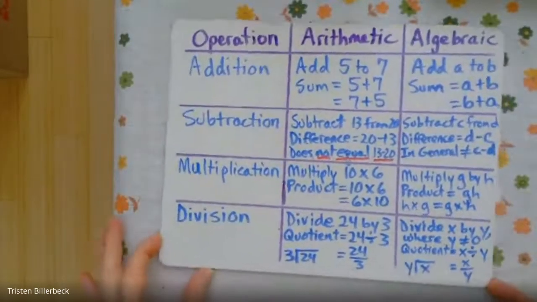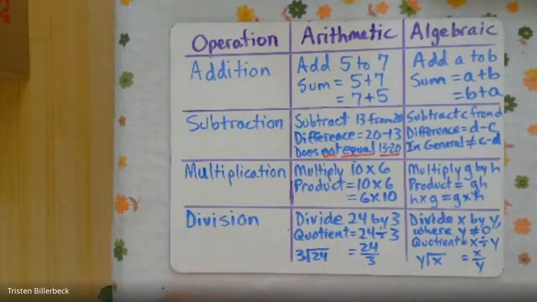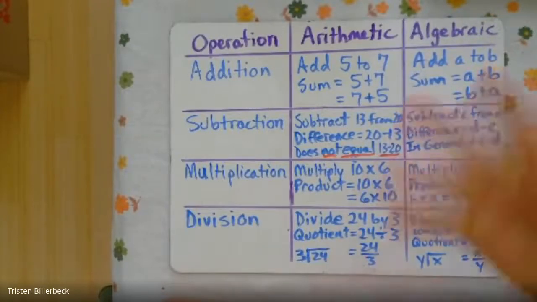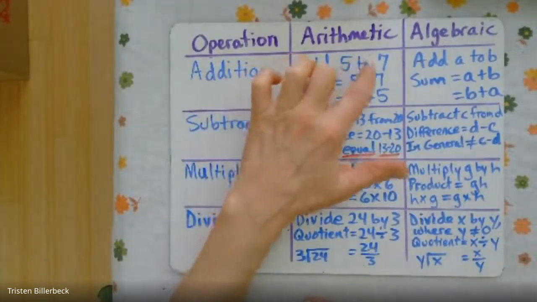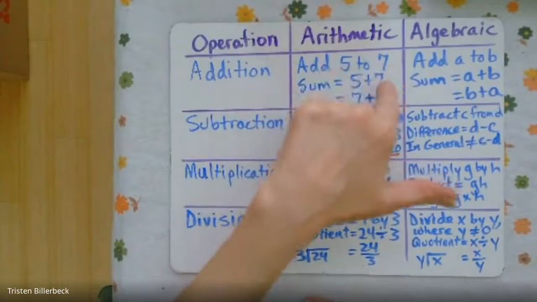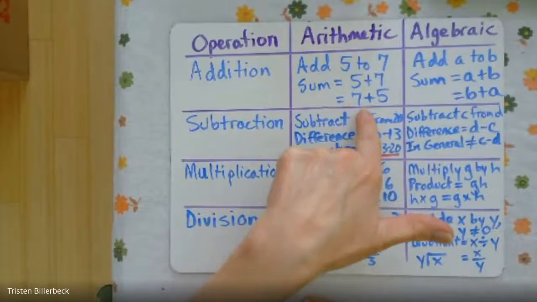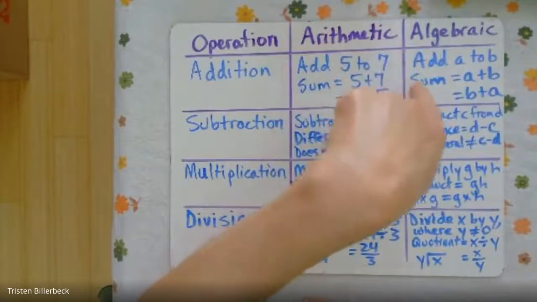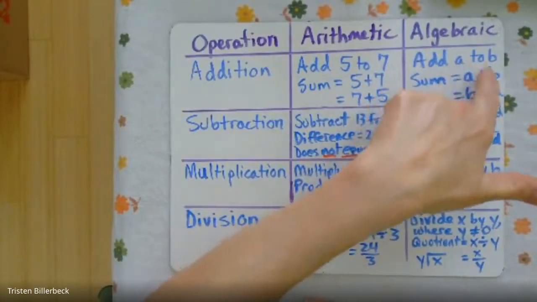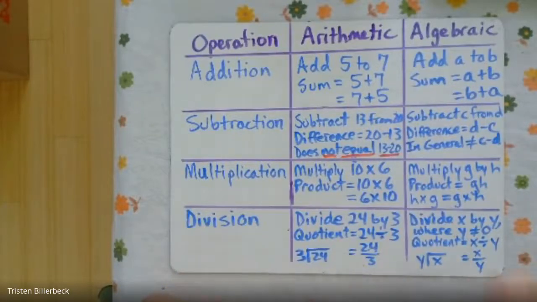So let's talk about operations, arithmetic and algebraic. What do they mean? So when we talk about addition, add 5 to 7. That's the sum, 5 plus 7. It also means 7 plus 5. So when we talk about this algebraically, it's add A to B, sum equals A plus B, and equals B plus A.